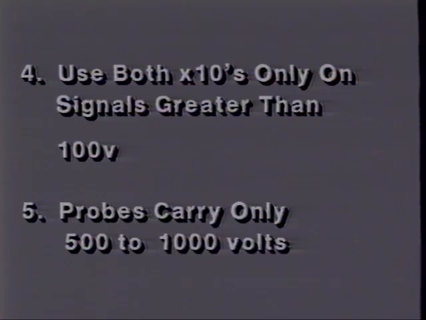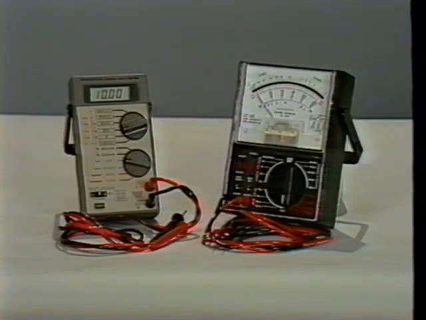With both ×10 options selected, the counter can accept voltages of up to 2000 volts. However, the probes are generally rated to carry between 500 and 1000 volts. These simple precautions will make using the frequency counter a simple and productive task. The next type of test equipment that we will cover is the volt-ohm meter combination, commonly called a multimeter.